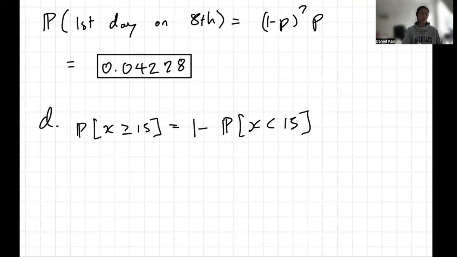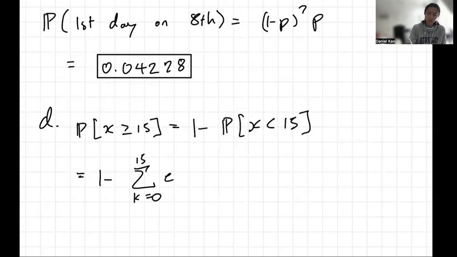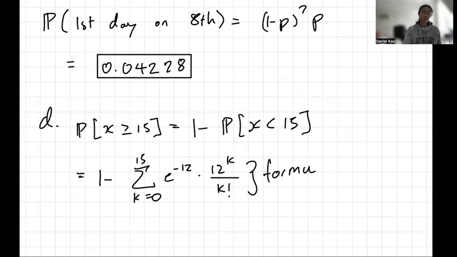So we have to subtract all the cases where we receive less than 15 emails, and we do this by subtracting off the summation from k equals 0 to 15, sorry, not infinity, of e to the negative 12 times 12 to the k power over k factorial. And this again is just the formula for the Poisson probability function.